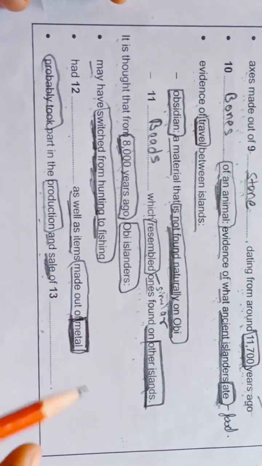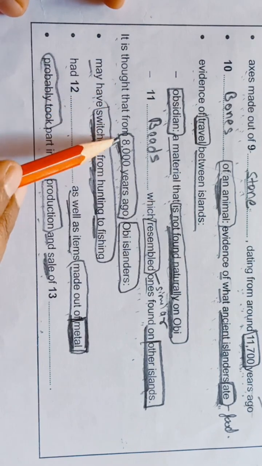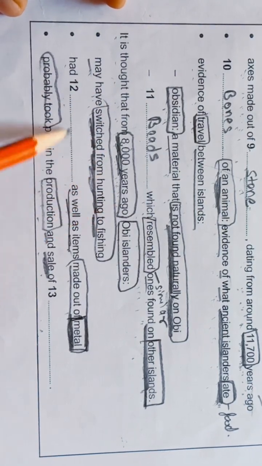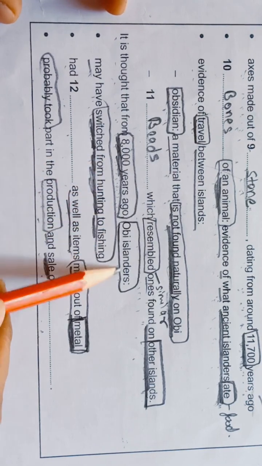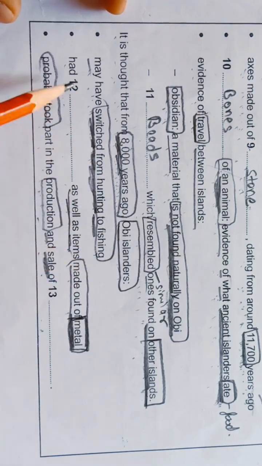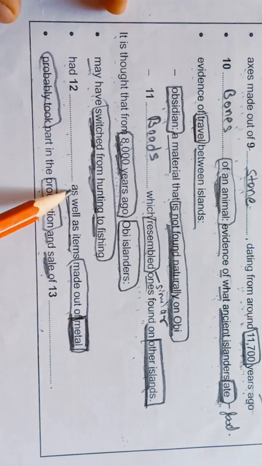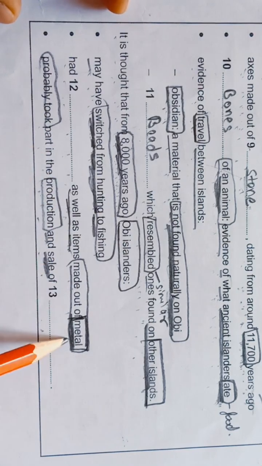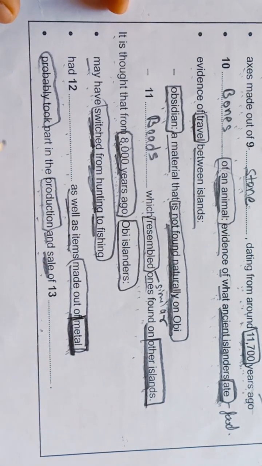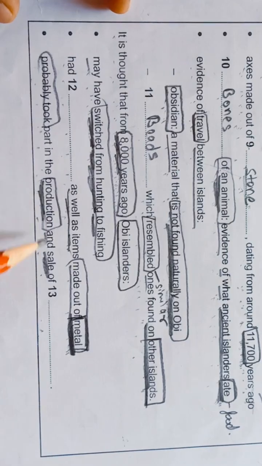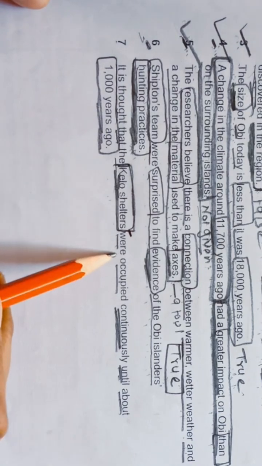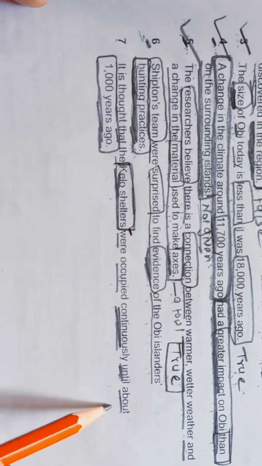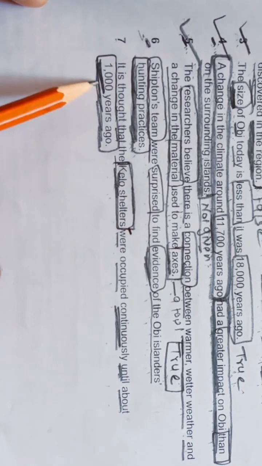Our another keyword is: it is thought that from 8,000 years ago, Obai Islanders may have switched from hunting to fishing, had dash as well as items made out of metal. We have to look for this metal. Probably took part in the production and sale of dash. And another keyword is: it is thought that the Kilo shelters were occupied continuously until about 1,000 years ago. This is our keyword.